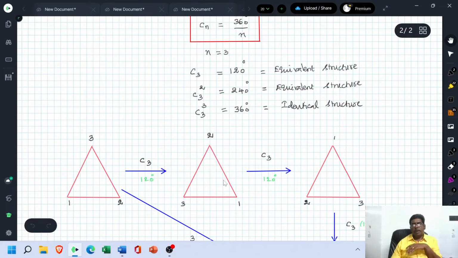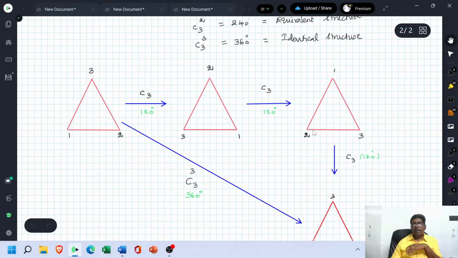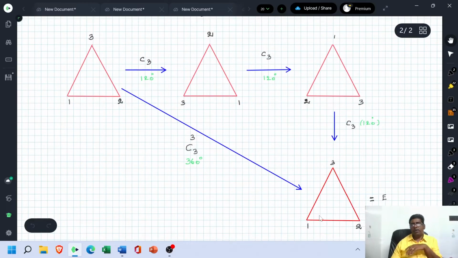Further, allow the newly arrived triangle another 120 degree rotation. Then the point 3 is shifted to this position, 1 is shifted to this position, 2 is shifted to this position. This is a newly arrived triangle. This is also an equivalent triangle with respect to the original one, because the points are different. Here 1, 2, 3, here 2, 3, 1. Then finally, allow this triangle another 120 degree rotation. With a further C3 operation, we may get an equilateral triangle with the points 1, 2 and 3.